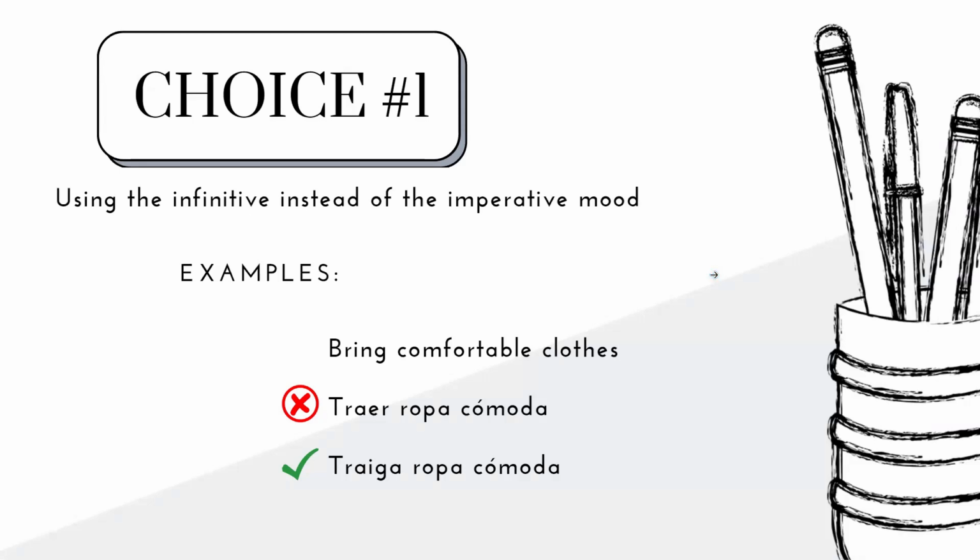For example, if you say, "bring comfortable clothes," it's an instruction and you translate it as "traer ropa cómoda." Well, I can understand what you're saying, but it doesn't sound quite natural to my ear. Instead, I think when you use the imperative mood, it sounds much more natural. "Traiga ropa cómoda." And it implies that it is that person that needs to bring comfortable clothes.